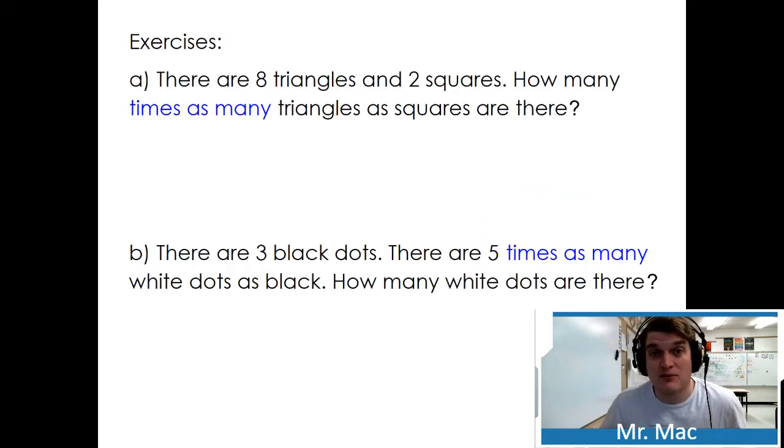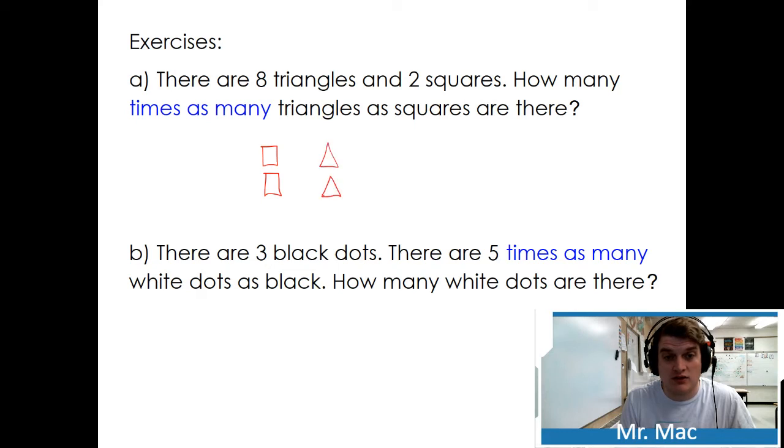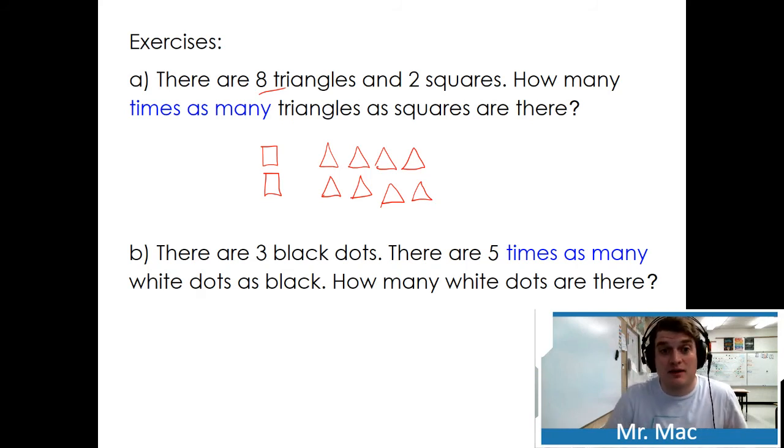All right, we have a couple more exercises. I'll do the first one, and then I'll leave the rest for our game. There are 8 triangles and 2 squares. How many times as many triangles as squares are there? So if we were to draw this, we would start by drawing 2, and then we would draw triangles, counting by 2, until we get to 8, because we know there's 8 triangles. 2, 4, 6, 8. Well, how many times as many is there? There's 1 times as many, 2 times, 3 times, 4 times as many triangles as there are squares.